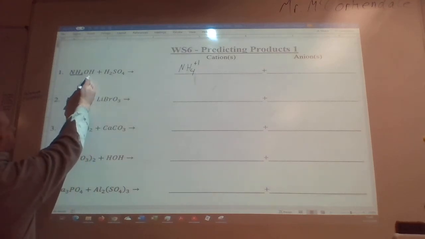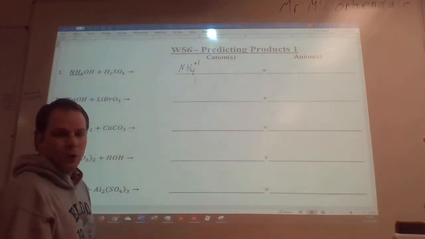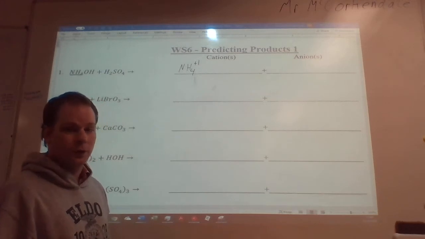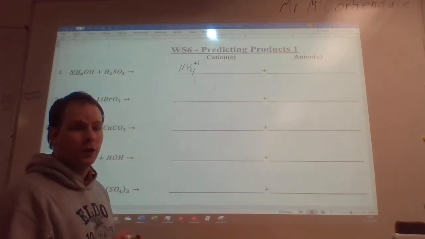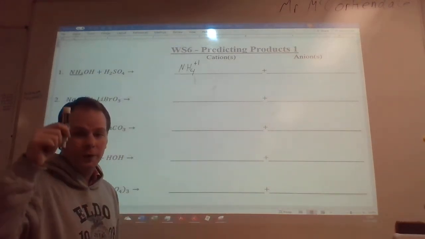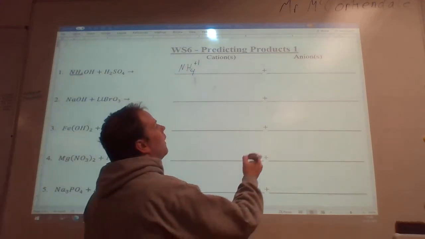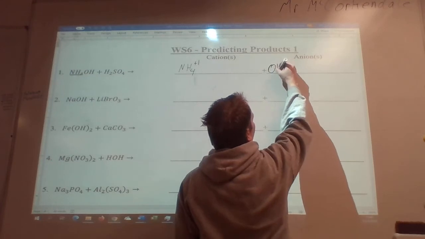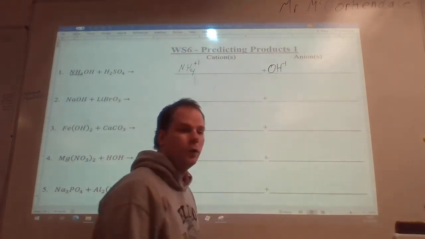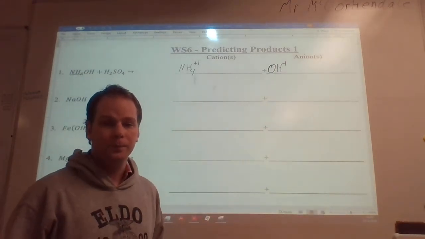The anion is what's left. So all of the elements that are left over are part of your anion. So they're going to go at the rest of it. Now, this is another polyatomic ion. OH is hydroxide. And we know that hydroxide has a charge of -1. So we can just write that one down.